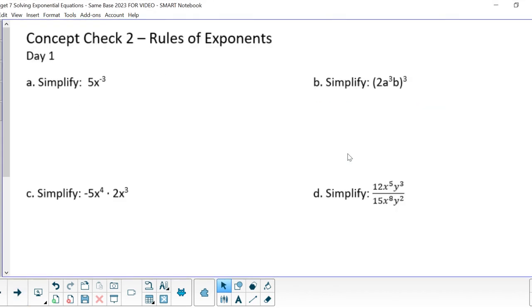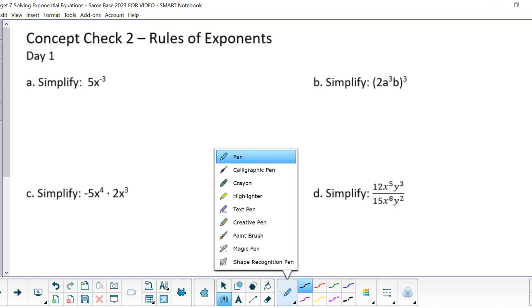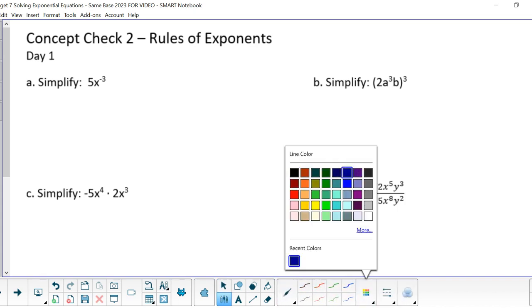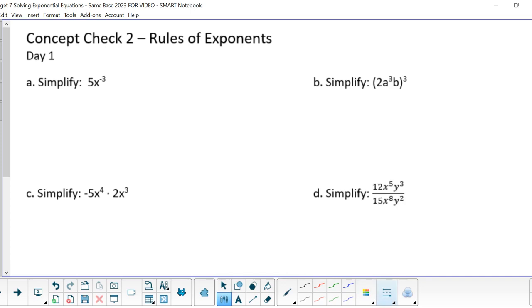All right, so these are the 4 problems on concept check day 1, concept check 2. They're all about exponents, which we've already done. So hopefully they're not too difficult for you. So let's just get started here. And let me remind you that when you are solving or rewriting something that's in exponential form like this one, you need to rewrite it so that you have the negative exponent down in the denominator. So that one would just become 5 over x to the third.